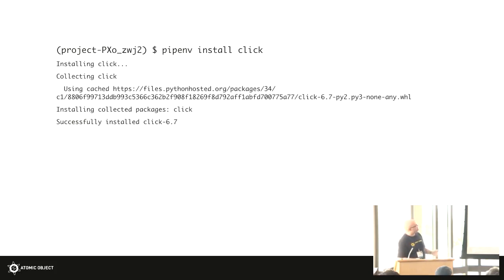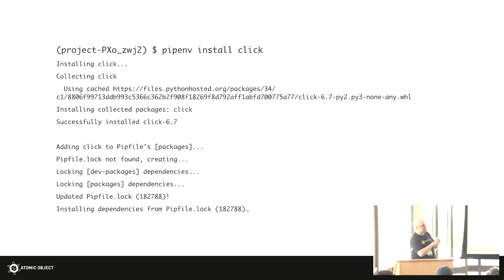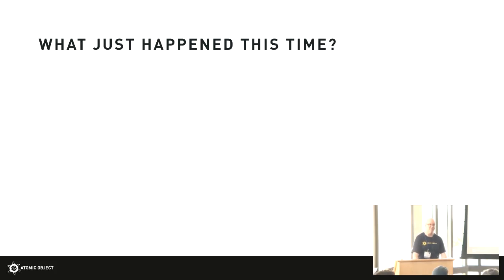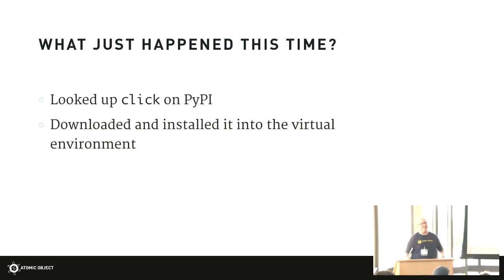So let's add some packages. Spoiler, I'm going to talk about Click today. But Click is the first thing we're going to try here. And what we do is we just type pipenv install and the name of the package we want. And then it goes through, does all this stuff. What just happened here? You looked up Click on PyPI, right? Downloaded and installed it into our virtual environment for us, so it's ready to use. Added Click to the Pipfile.